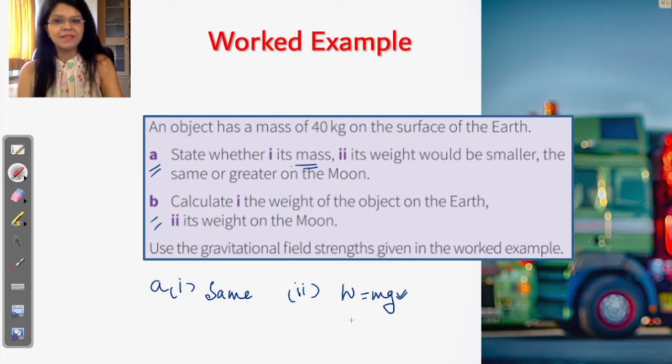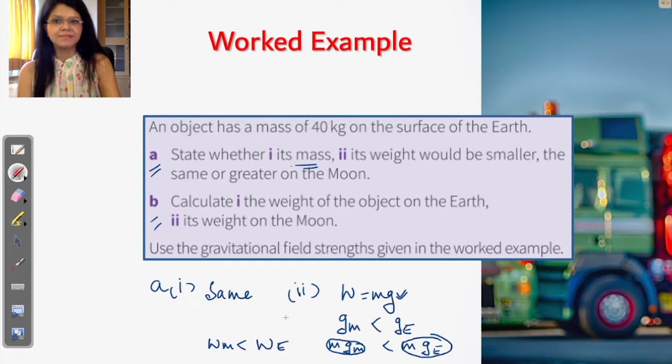What am I saying? Let me write it. G on the moon is smaller than the G on the Earth. Therefore, m times g on the moon is smaller than the mass times the gravitational constant on the Earth. And what is this? This is your weight on the moon, weight on the Earth. Right? So weight on the moon is smaller than the weight on the Earth.